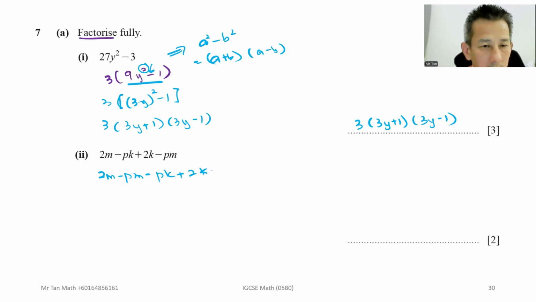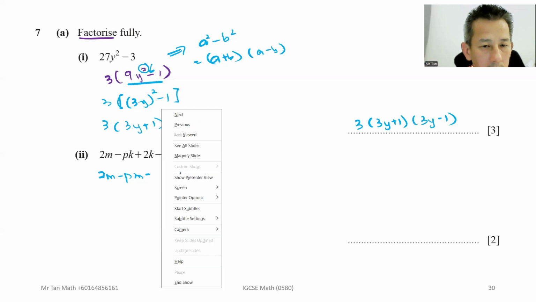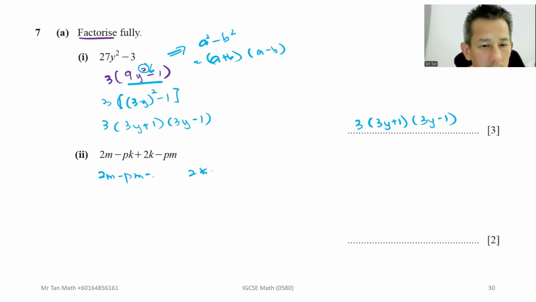Okay, just wait. Minus 4... plus 2k minus pk. So put 2 is 2. This one will be m, 2 minus p. This one will be k, 2 minus p.